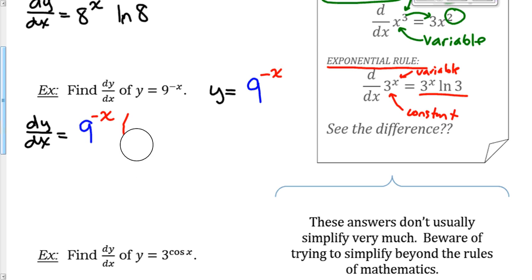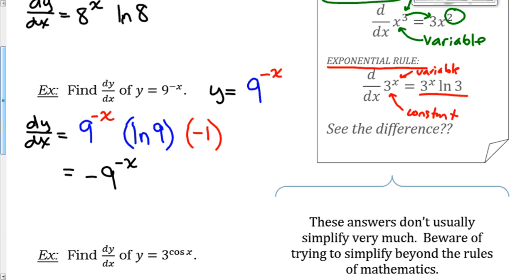Sorry, I'm going to continue with my derivative. I would go ahead and then multiply by the natural log of 9. That's all part of the derivative of the outside. I apologize, I was going out of order. Now multiply by the derivative of the inside. My inside is negative x, so that derivative of negative x is negative 1. If you wanted to rewrite that, I would just put the negative on the outside, negative 9 raised to the negative x times natural log of 9.